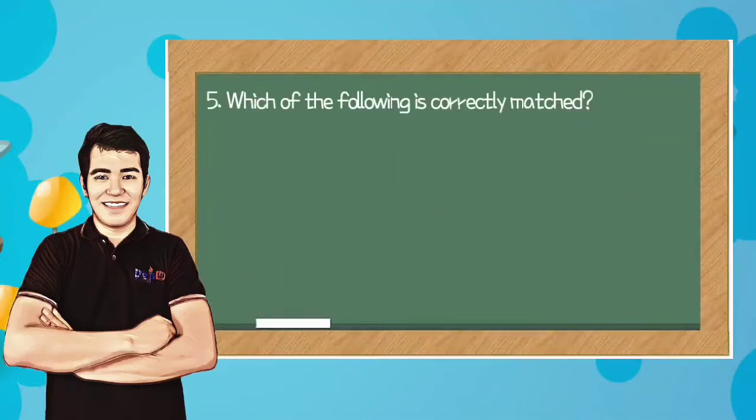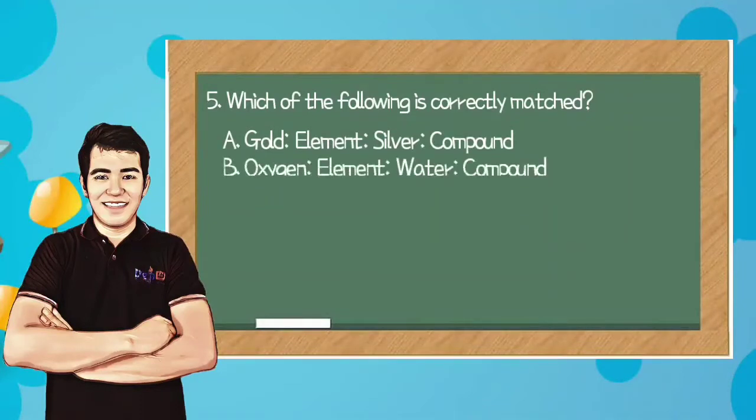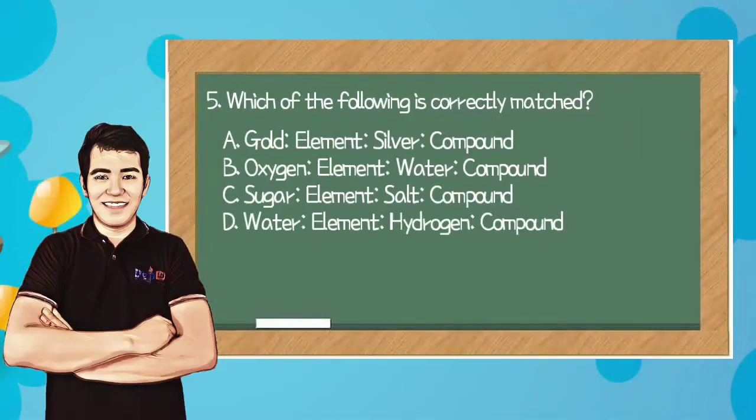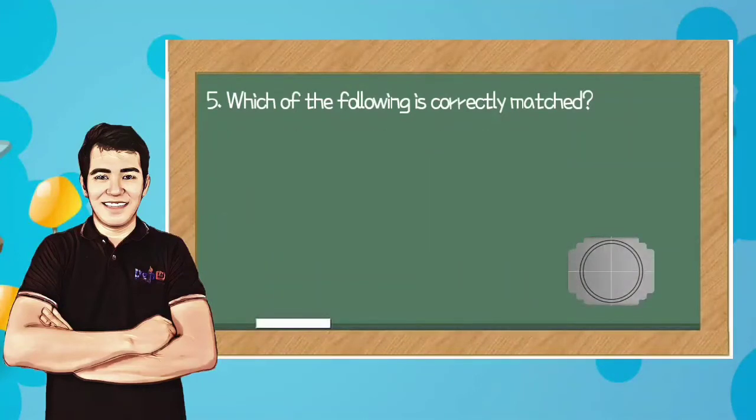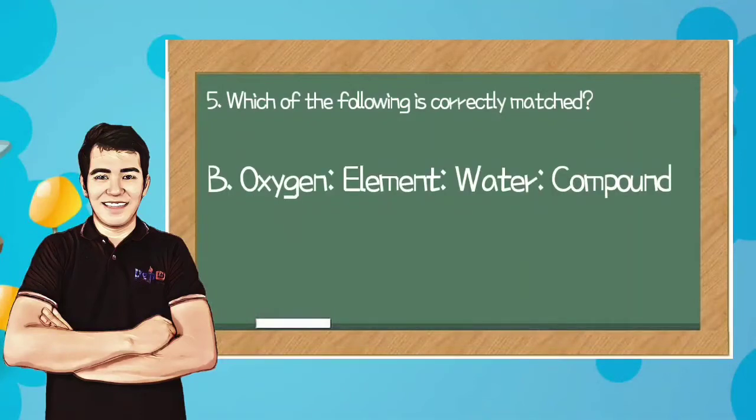Number 5. Which of the following is correctly matched? A. Gold is the element as silver is the compound, B. Oxygen is the element as water is the compound, C. Sugar is the element as salt is the compound, or D. Water is the element as hydrogen is the compound. Your time starts now. Time's up. Let's reveal the answer. The correct answer is B. Oxygen is the element as water is the compound.